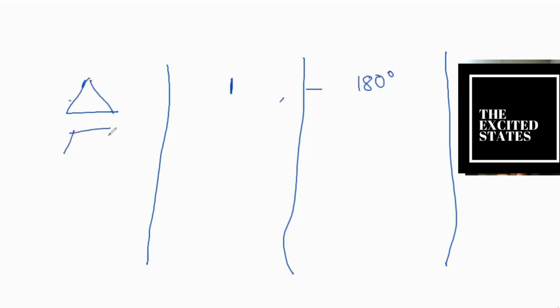Now there is a quadrilateral, right? See how many triangles you can get from here. Two. What is the sum of angles? It is 360 degrees.